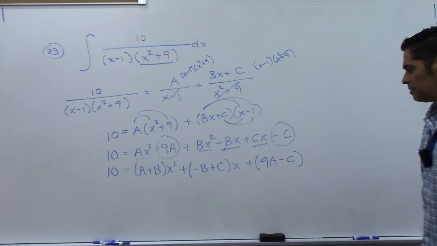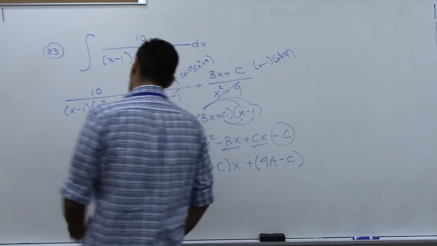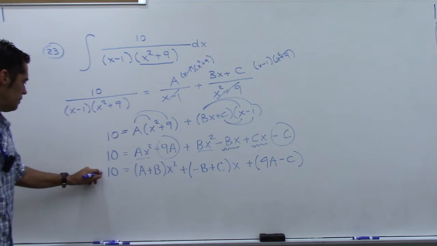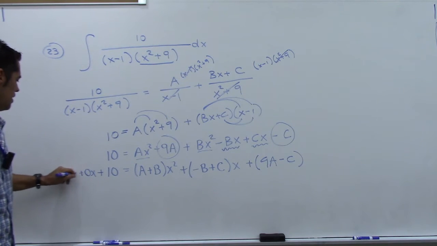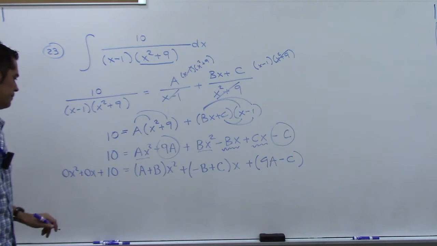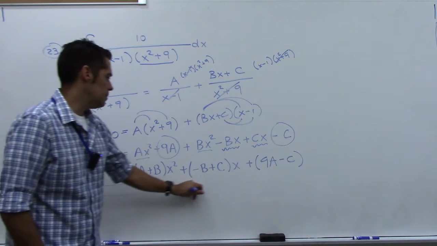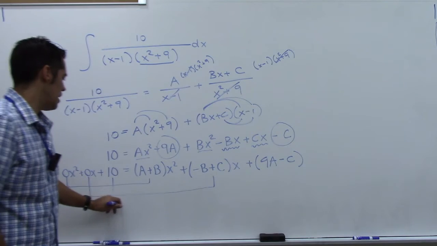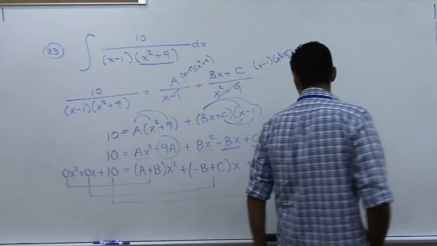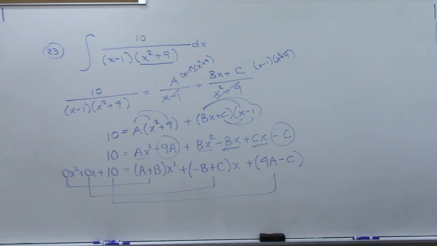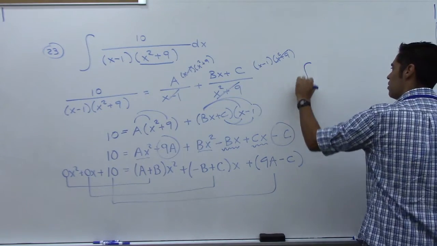And now I got to play this matching game. And again, over here, you don't have an x term, so 0x. You don't have an x squared term, so that. So I know a plus b must be 0. I know negative b plus c must be 0. And I know that 9a minus c must be 10. So I'm going to write this down in a system of equations.